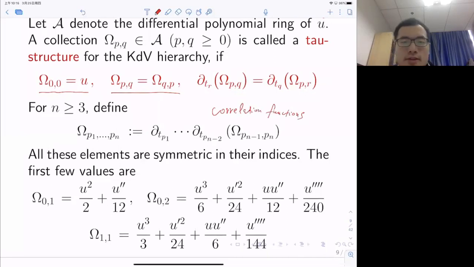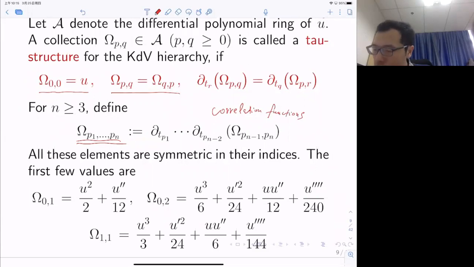So the definition is very simple. You have the tau structure and you just differentiate with respect to KdV times, and you get these multi-point correlation functions. And the tau structure itself are 2-point correlation functions. Because of this commutativity of the KdV flows, these multi-point correlation functions are also totally symmetric with respect to their indices. And we can get the first few omegas.